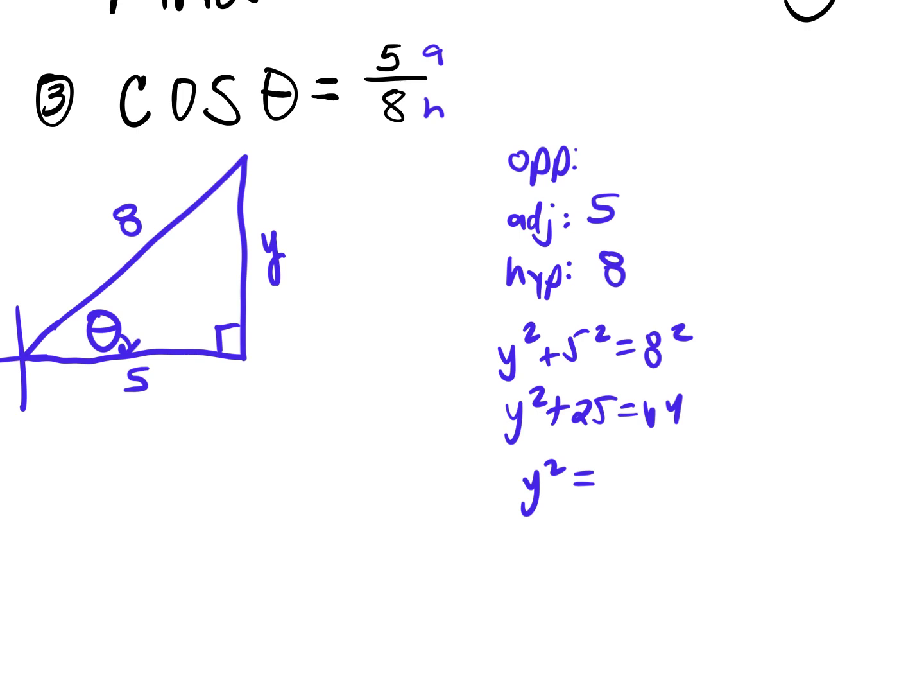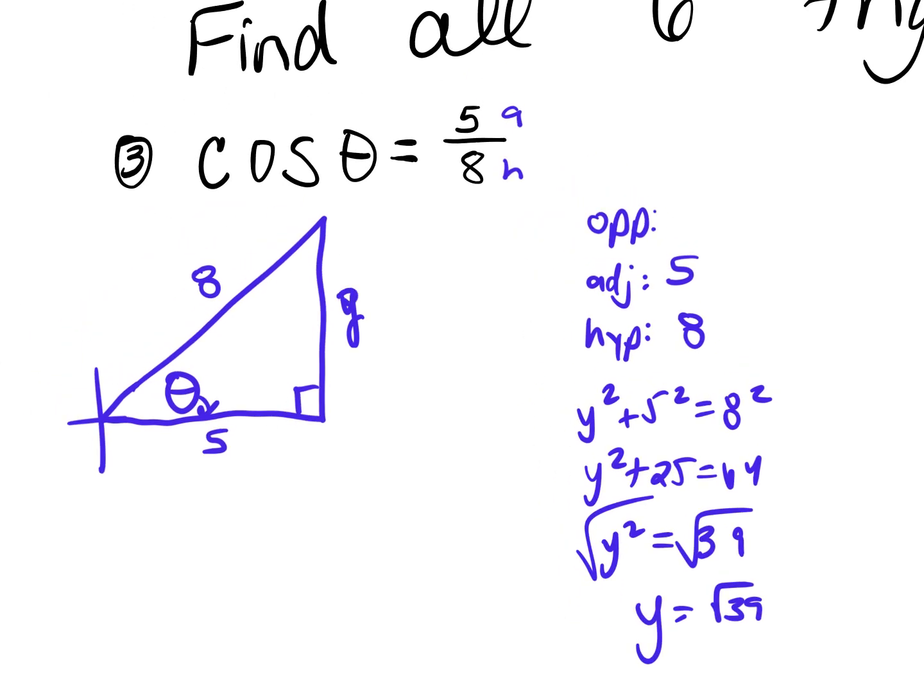39. And then what? Take the square root. So y equals the square root of 39. So you know that this is now the square root of 39. So square root 39. And then look, what can you do now?